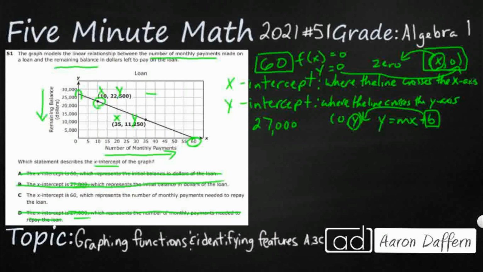Let's see what it says here. The x-intercept is 60, which represents the number of monthly payments needed to pay off the loan. Yes, the x-axis is labeled as number of monthly payments. It takes 60 payments, right? 5 years, that's a typical loan, like on a car, and that's how long it takes to pay it off. So my answer here is C.